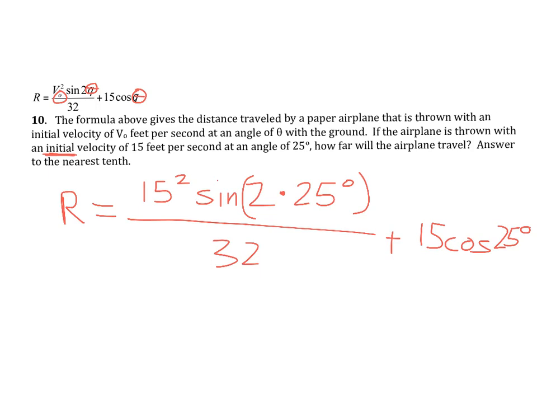Okay, plugging this into a calculator, 15 squared times sine of, and you could just write 50, since 2 times 25 is 50, sine of 50 divided by 32 plus 15 cosine 25, you should get that R equals 18.98, rounded to the nearest tenth is 19.0, and the units are feet. Alright, that's it for 12.3.